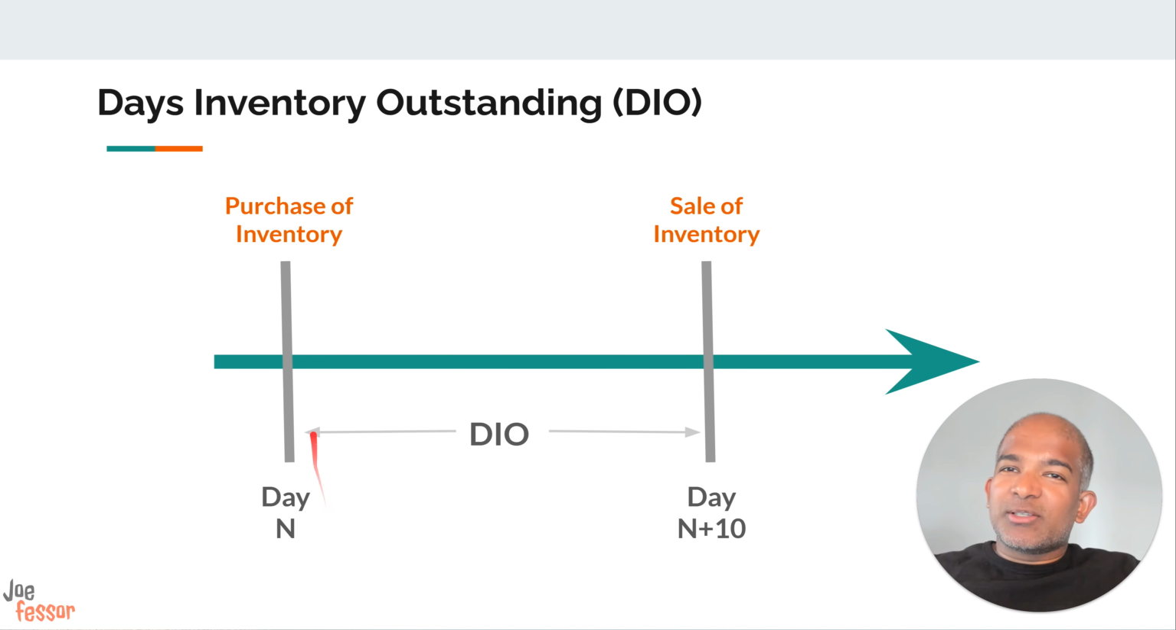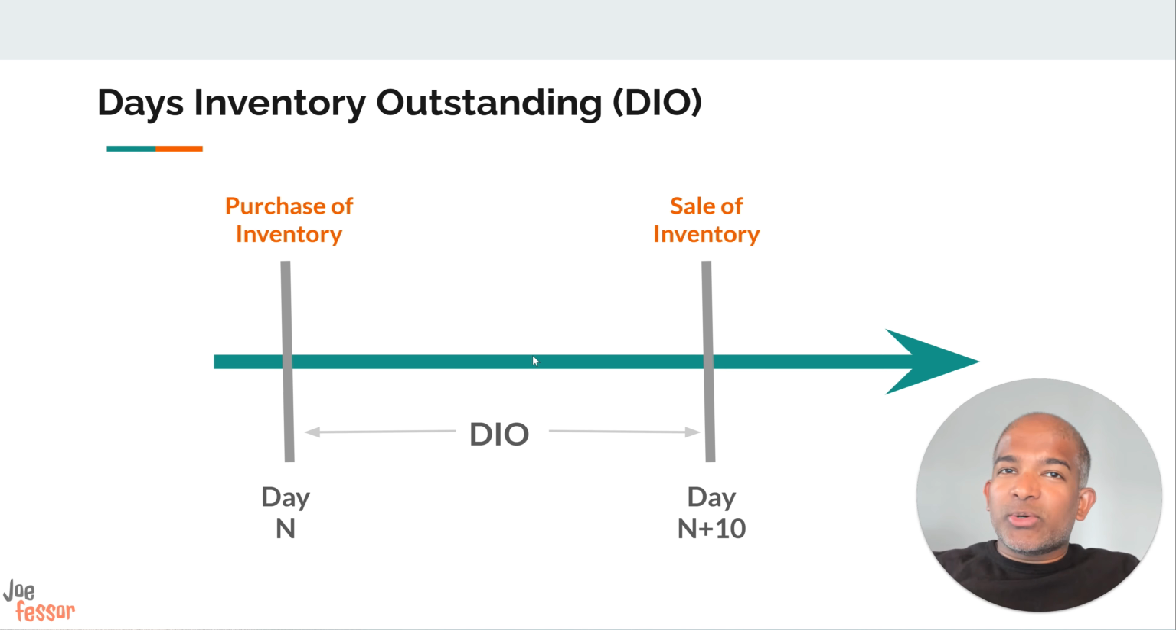Imagine a company purchases inventory on day N. This is the point where the company acquires the goods or materials. Now the inventory doesn't sell immediately, right? In this example, it takes them 10 days for the inventory to be sold. So the sale occurs on day N plus 10. This 10-day period is the DIO in this scenario. It's the time gap between purchasing the inventory and selling it.